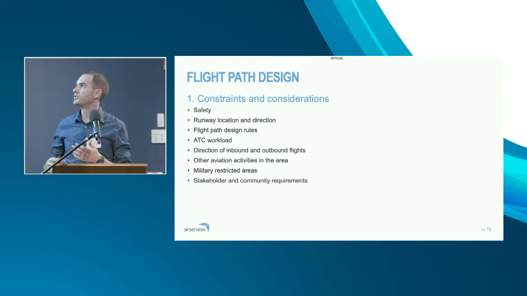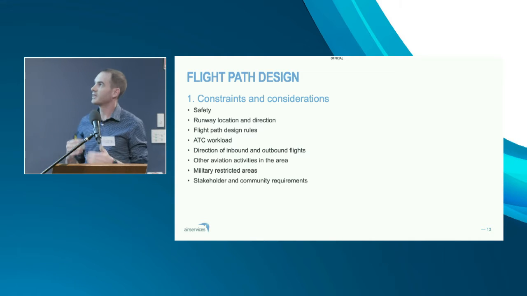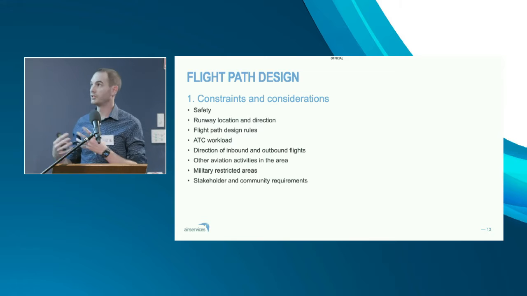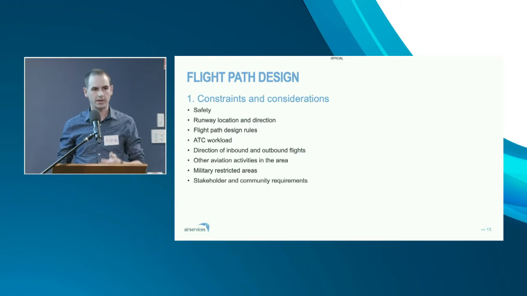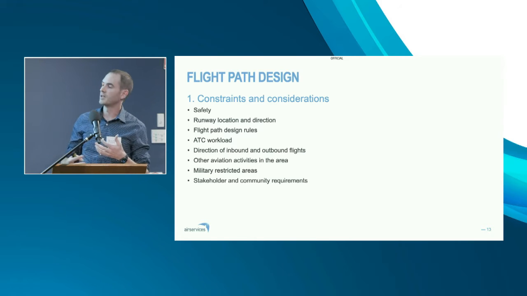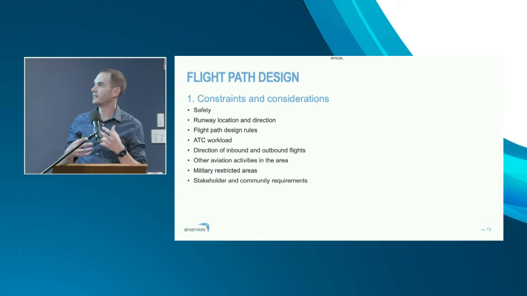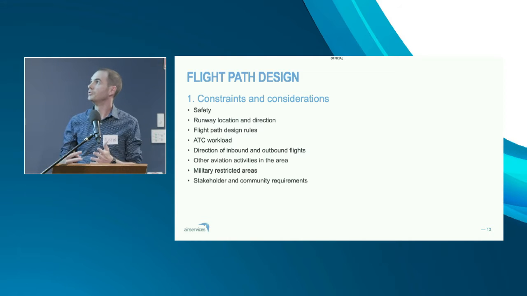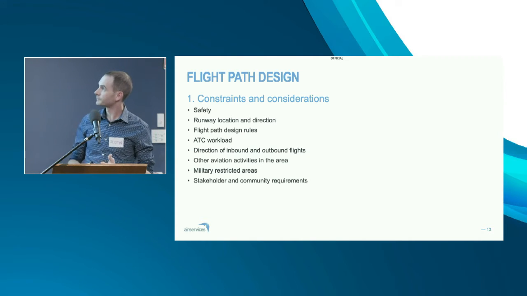So some of the considerations and constraints that we have, like I said, safety is number one. The second one are things that we can't really change, which is where the runway is, the runway location. That all plays a huge part in the airspace design. Then we've got the other two parts of safety, which is the flight design rules and the ATC workload. That's how all of these aircraft are going to use the flight paths in a safe manner.